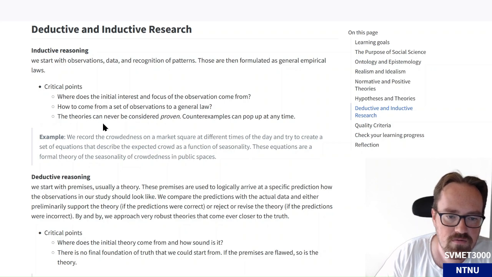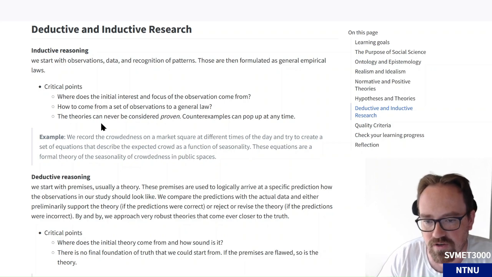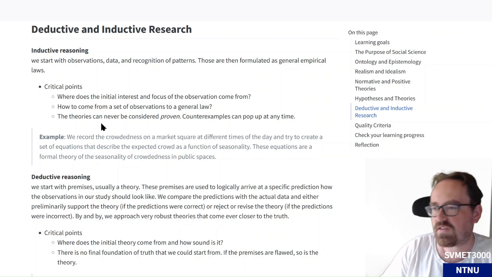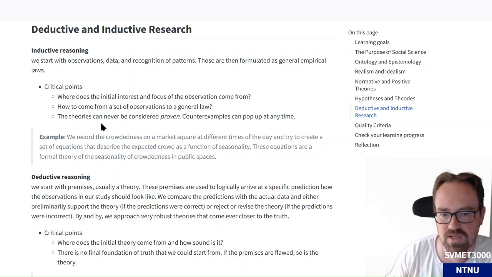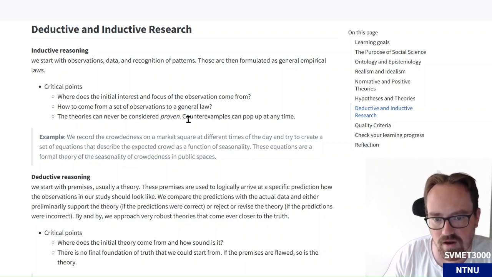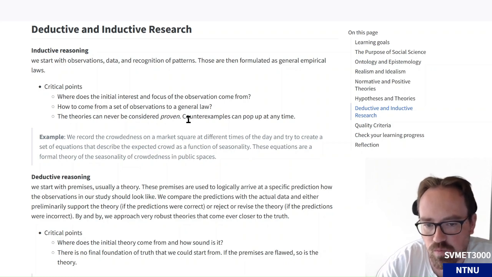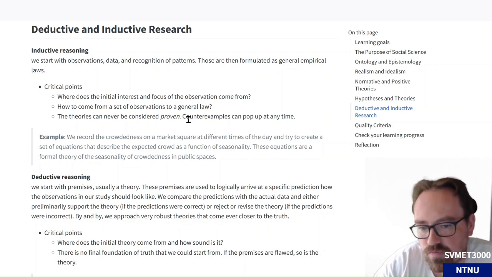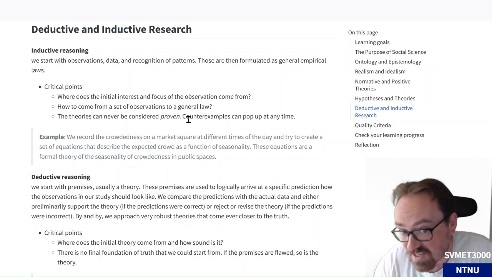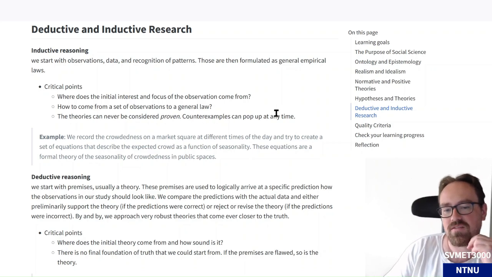Furthermore, these theories inductively developed can never be considered proven, because counterexamples can pop up at any time. That the sun rises every day could be an empirical law based on observation, but there could be counterexamples, like when the sun explodes, then it won't go up anymore. There's probably also nobody to observe that anymore, but you see what I mean. So the law would then still be wrong.